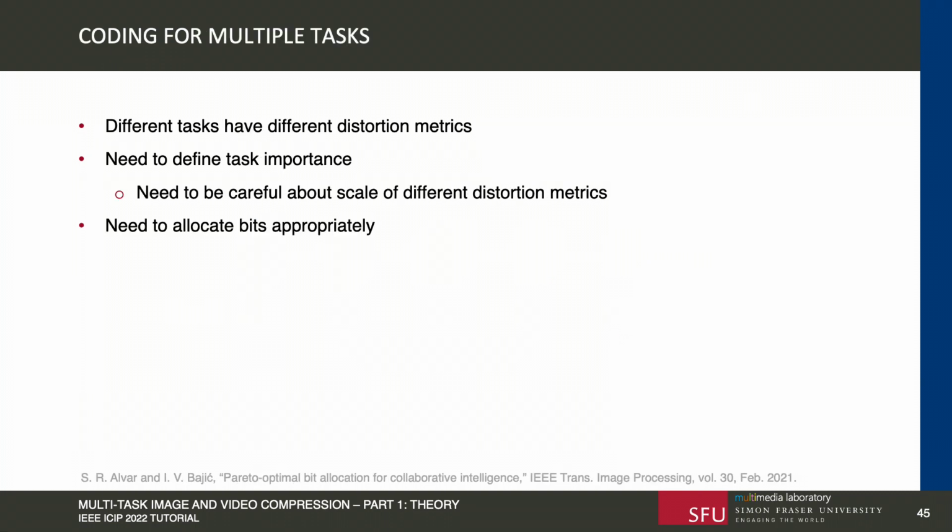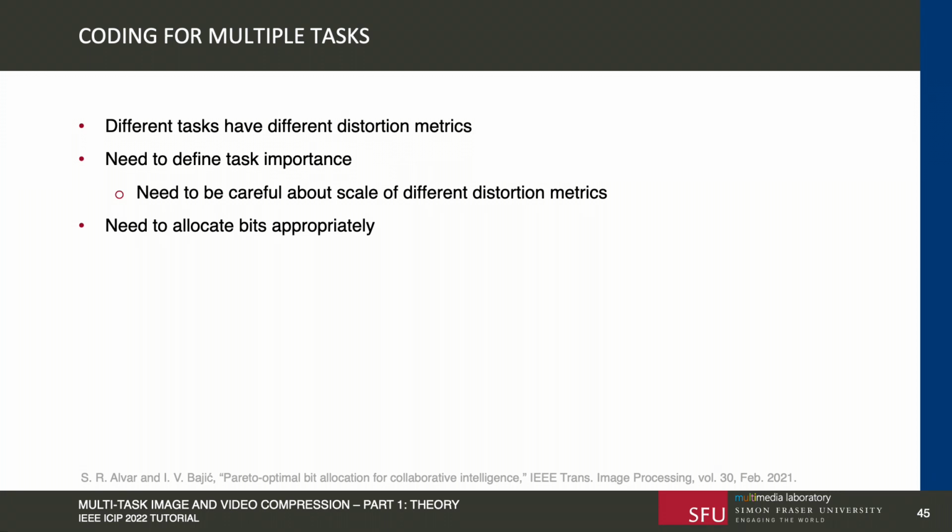So far we talked about feature compression in very general terms, without really worrying about whether the network's output is one task or multiple tasks. Next, we're going to focus a bit more on the case of coding for multiple tasks. The first thing to note is that different tasks have different distortion metrics, and these distortion metrics may be on different scales. For example, some metrics are on a scale 0 to 1, like SSIM, and others might be on a much larger scale, like PSNR.